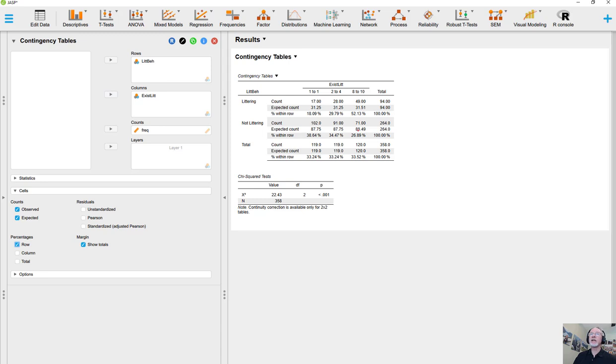And that's a chi-square test. That's it. That's the chi-square test of independence, which is found in what many researchers do all the time, which is called contingency tables.